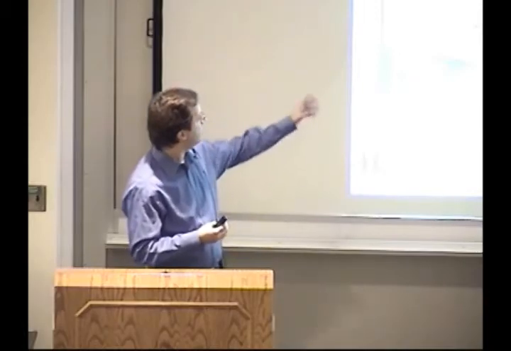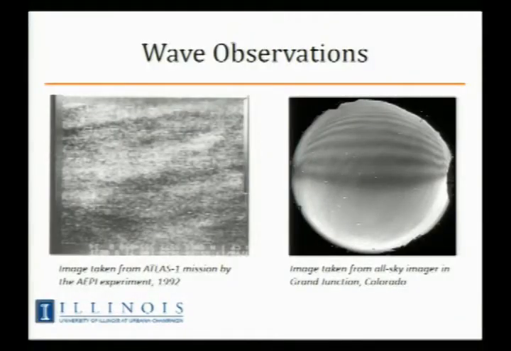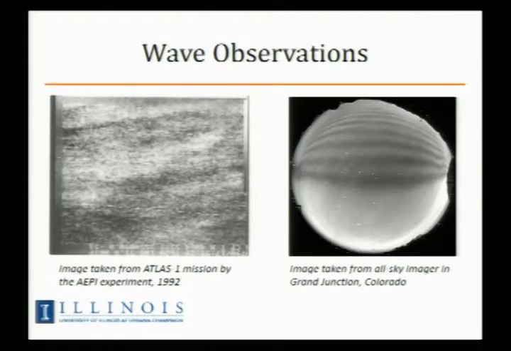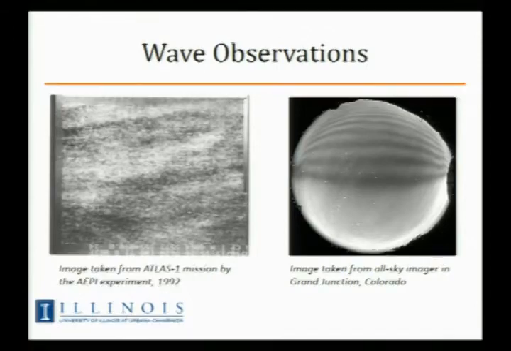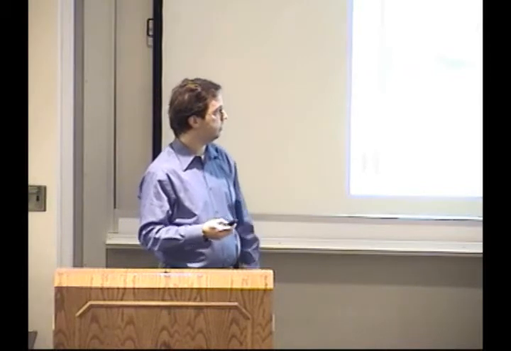One is by a spacecraft platform. You see an image on the left, a mission, Atlas 1 mission, 92, looking downward at atmospheric gravity waves. I'm not sure the exact scale here, but the scale of these waves is on tens to hundreds to 1,000 kilometers plus. On the right, we see an image taken from an all-sky imager in Colorado, so you're basically getting local information only. Whereas, of course, in a spacecraft, you can get global information about gravity waves. And these both have their advantages and disadvantages as well.